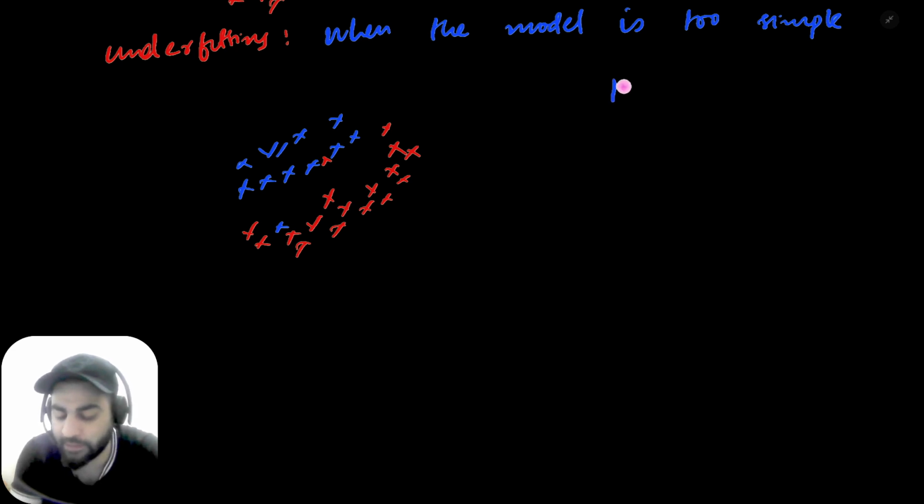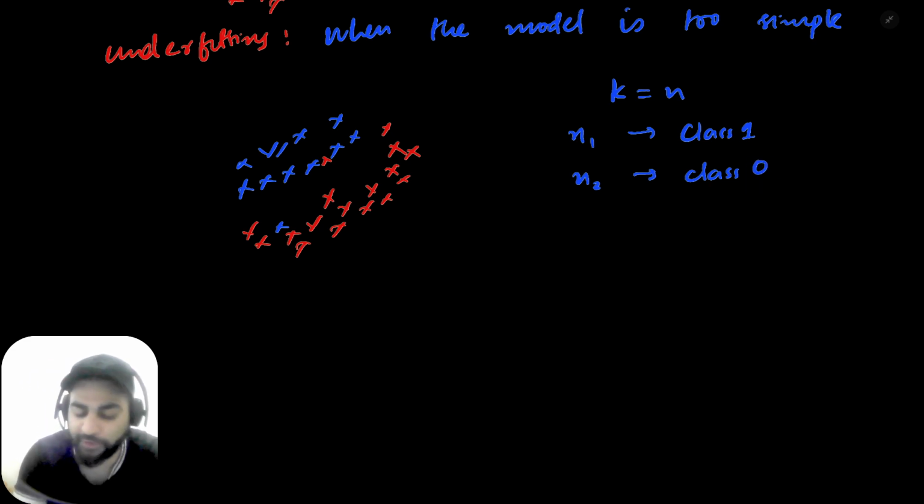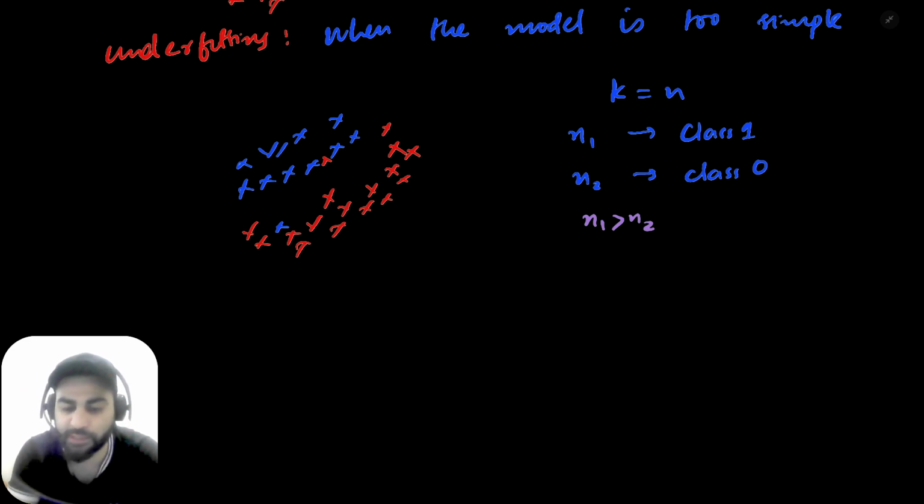If k is equal to the number of points, let's suppose we have n number of points. So there will be two classes, one a minority class and one a majority class. Let's suppose n1 are the points from class 1 and n2 are from class 0. If I say that n1 is greater than n2, that means the number of points in class 1 is greater than class 0. Then we'll call class 1 the majority class.